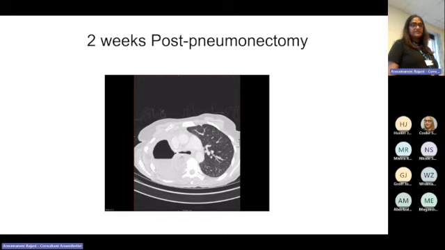So this is a 2-week post-pneumonectomy. You can see the fluid level over there, and you will not otherwise get a fluid level. You're getting a fluid level because there's a connection. There's air coming in and there's fluid over there. So that's why you're getting the fluid level. Otherwise, it will just be white, opaque shadowing.